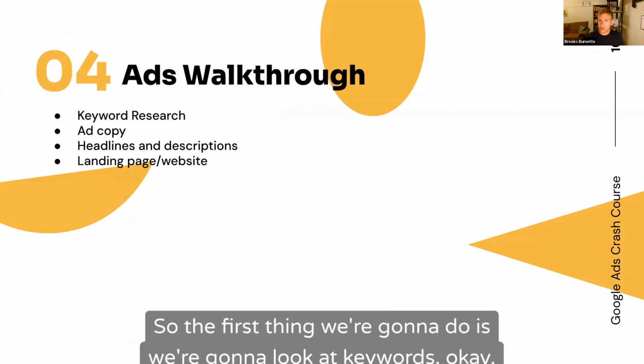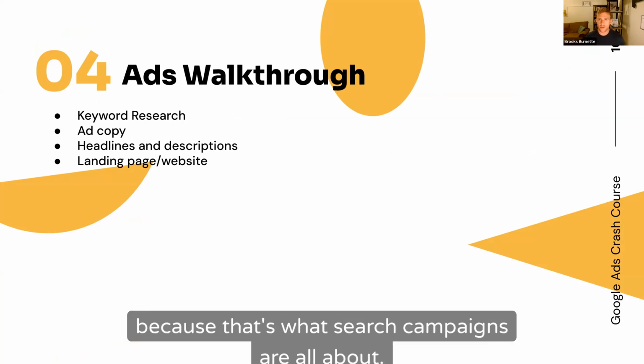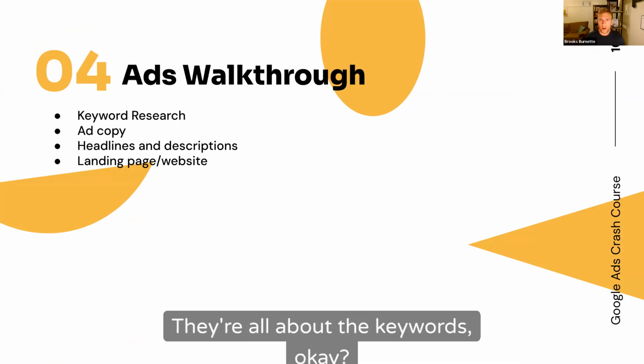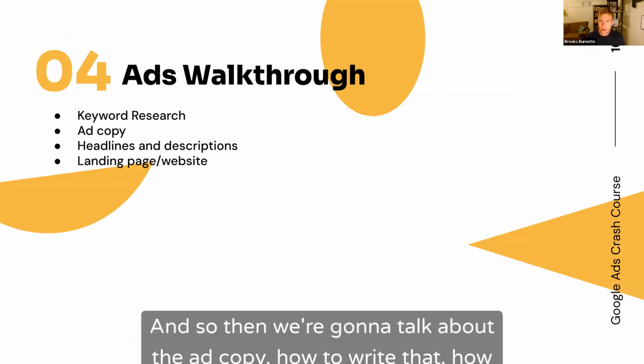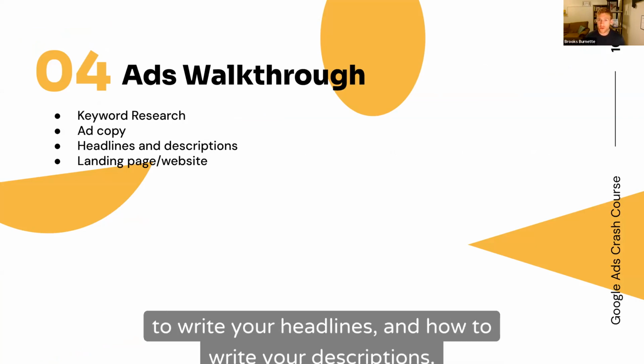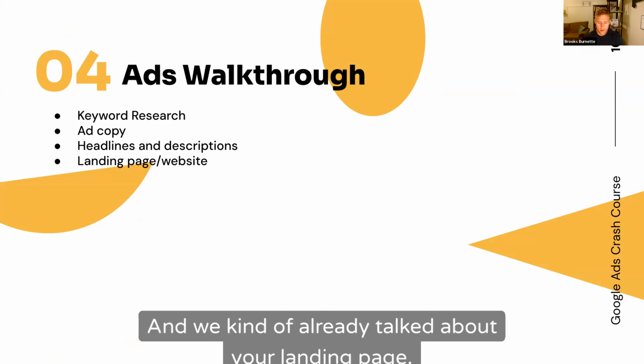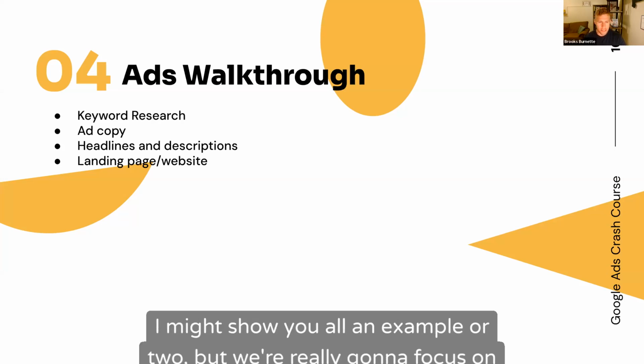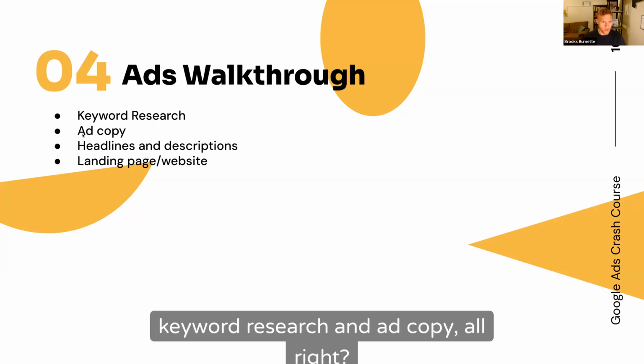The first thing we're going to do is look at keywords, because that's what search campaigns are all about. They're all about the keywords. Then we're going to talk about the ad copy: how to write your headlines, and then how to write your descriptions. We already talked about your landing page. I might show y'all an example or two, but we're really going to focus on keywords, keyword research, and ad copy. All right.